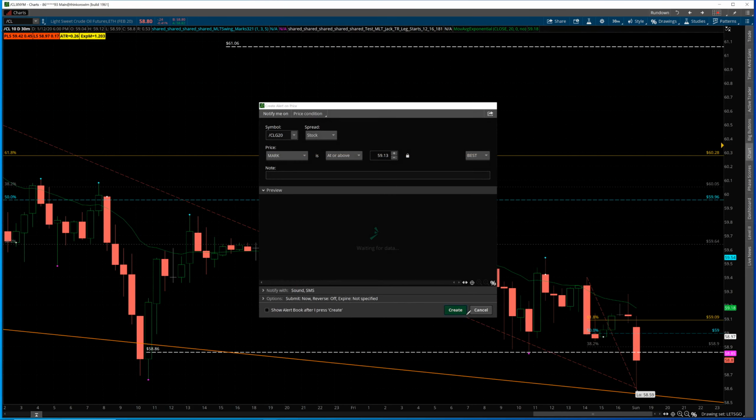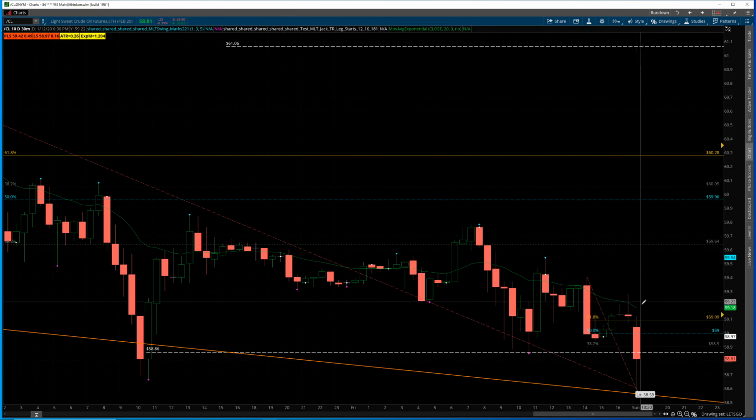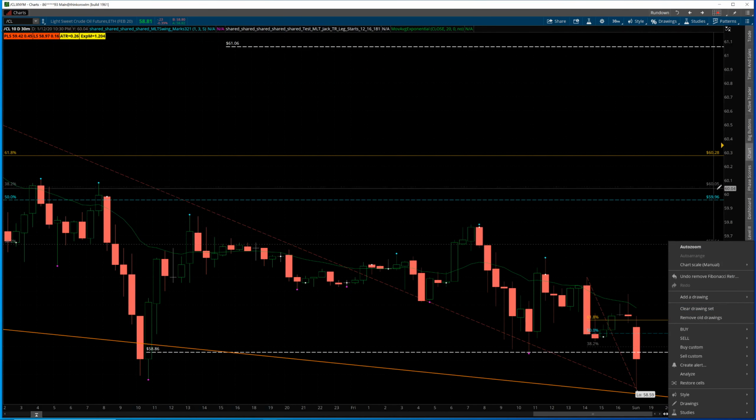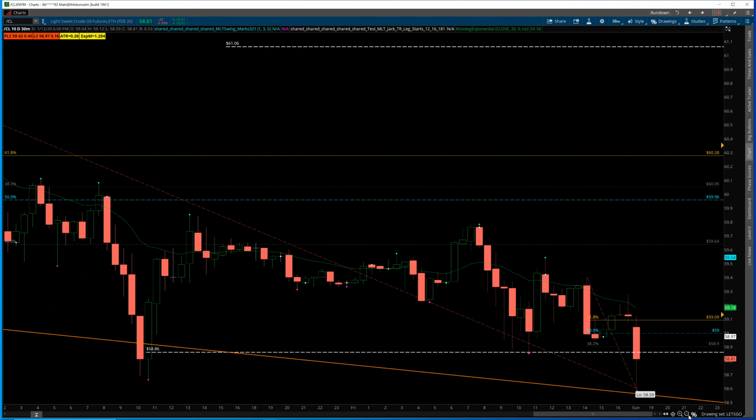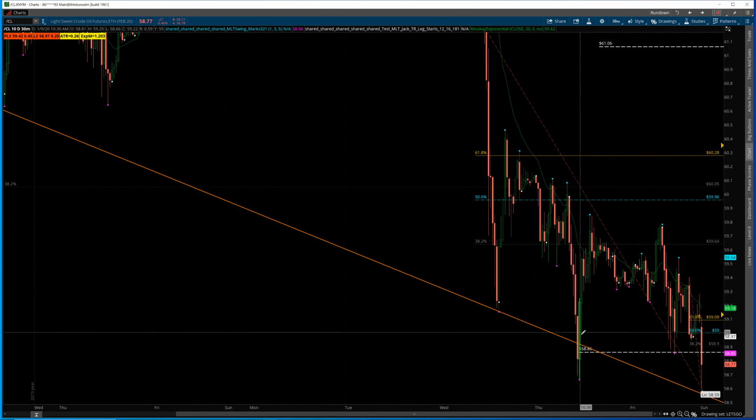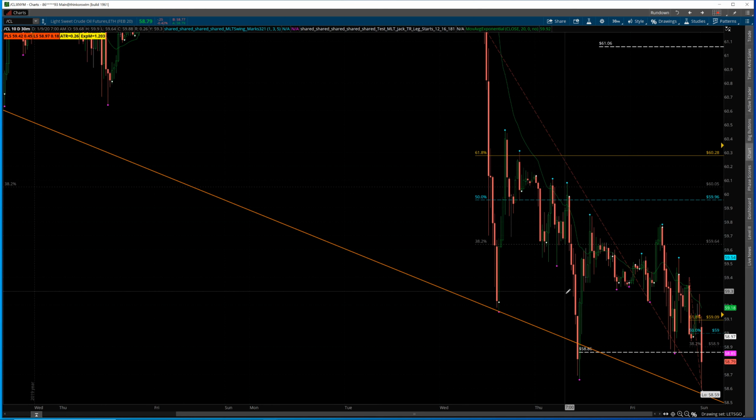A break back above 59.10s would start to be some evidence, and you could potentially look for pullbacks, but there would still be other resistance levels above. But because oil's at that bottom of that range, and like I talked about earlier, looking for reversals that are in better low trade locations, that's going to be a really good setup.